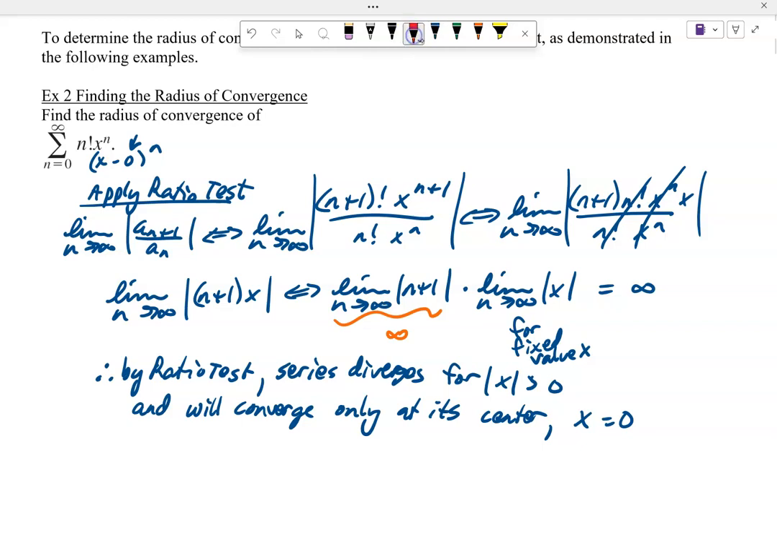Because if you think about that, if this is 0, then we got 0 times that infinity, we have 0, right? Which would be less than 1. So if x is 0, yes, it'll converge. Otherwise, it's going to diverge because it'll be infinity. So it's only for an x value of 0 will it converge. And so the radius of convergence is r being 0.